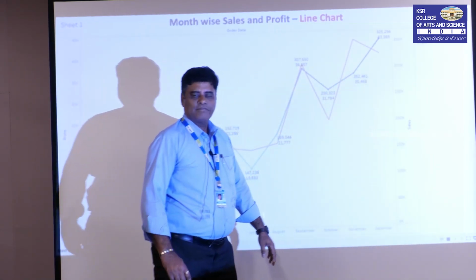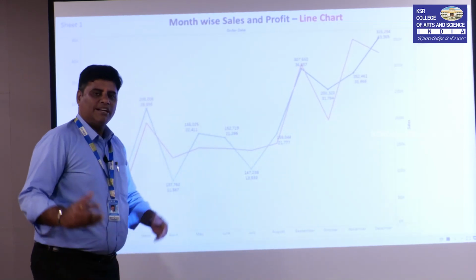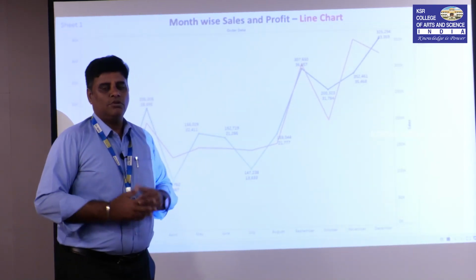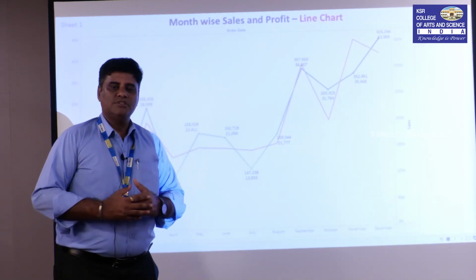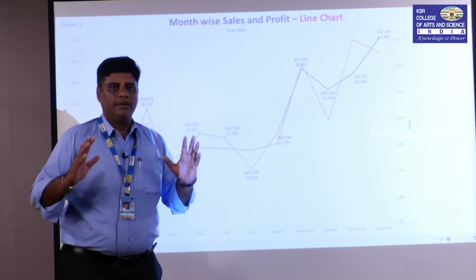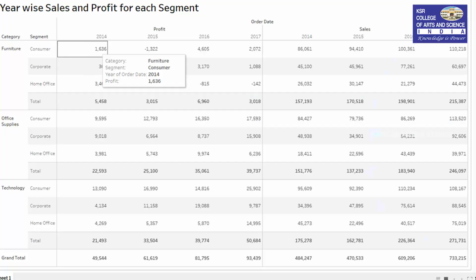So a manager will understand that the sales and the profit are high. The graph is moving up. Good, the company is in a good position. Right. See, year-wise sales and profit for each segment.